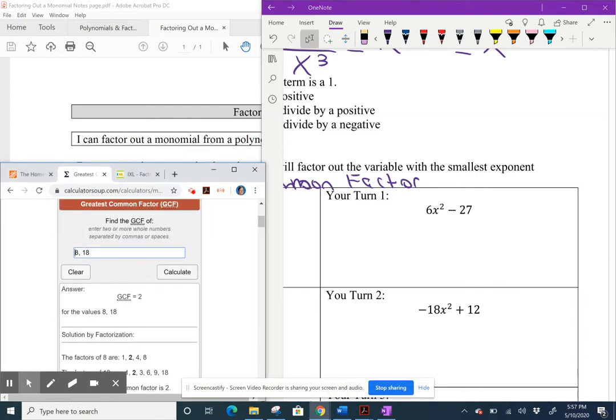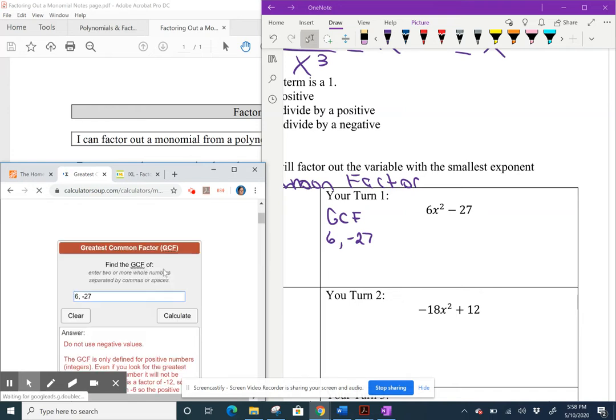Now, hopefully you did pause it, because it's really important for you to actually try this on your own. If you didn't, or you're checking your answer, you want to look at the numbers first. So we are trying to find the greatest common factor of 6 and negative 27. Notice the first term is a positive 6, but the second term is negative. We are going to divide by a positive because it's a positive 6.